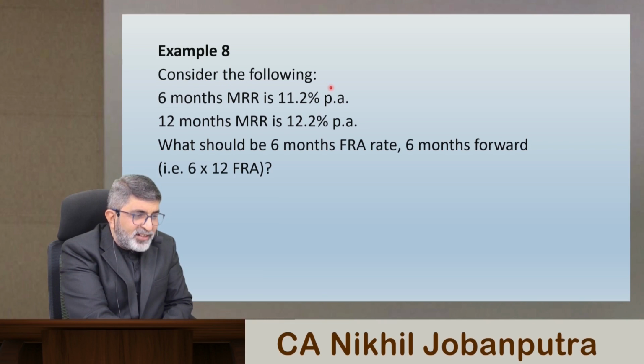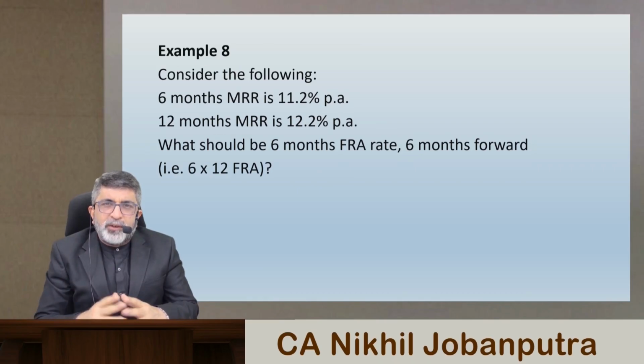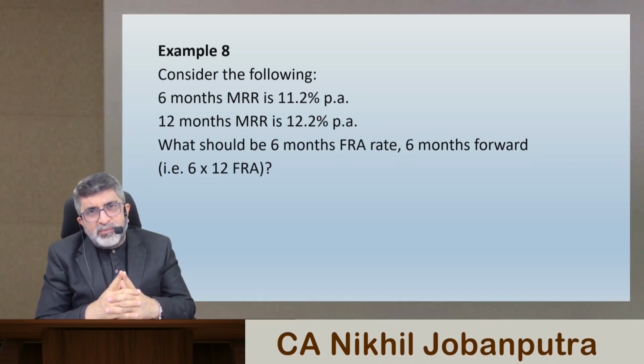It says consider the following. 6 months MRR is 11.2% per annum. 12-month MRR is 12.2% per annum. What should be the 6-month FRA rate, 6-month forward? That is, by notation, it is 6/12 FRA. Now a few things let me explain through this example itself.